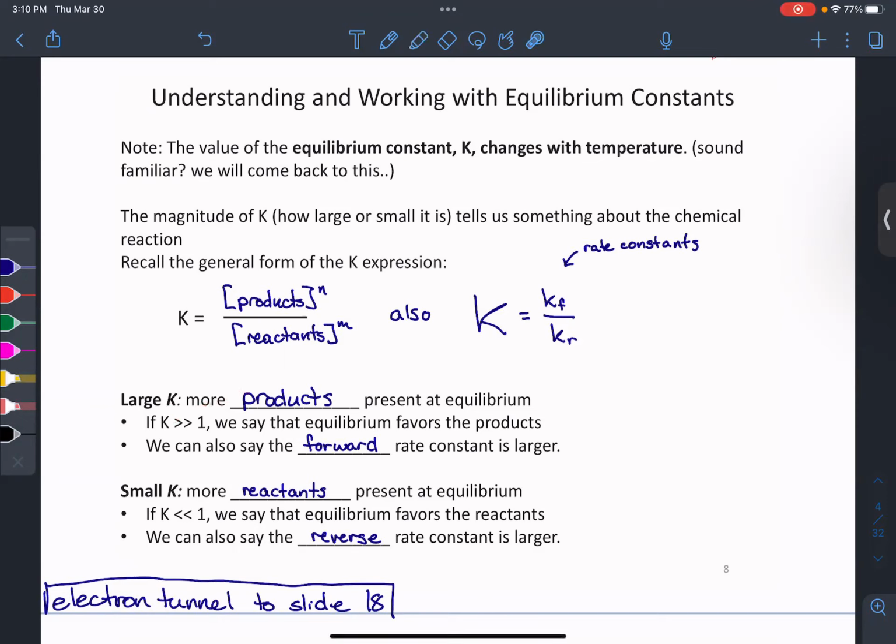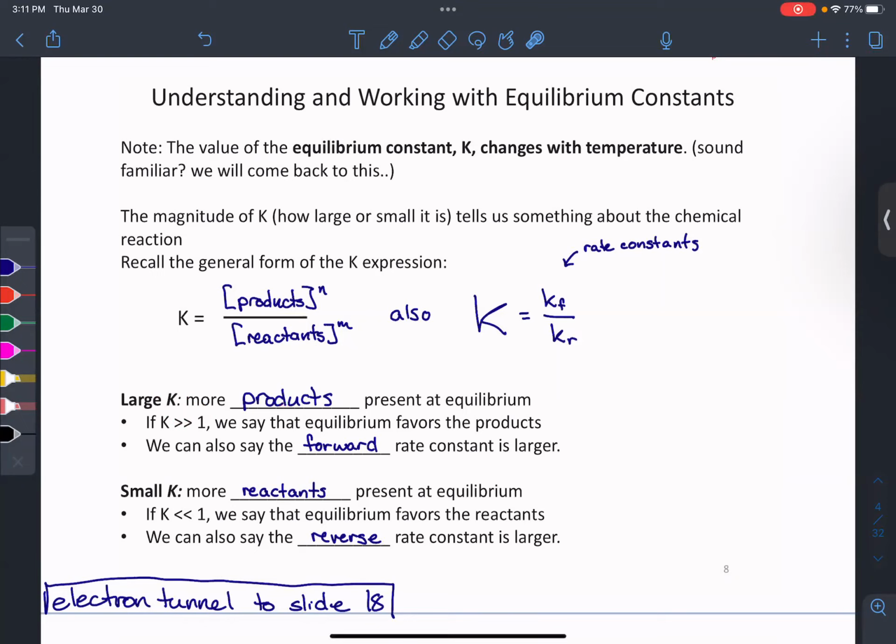If the general form of K is products over reactants and K is large, what do we have a lot of at equilibrium? Products, yeah, because K is a big number and products are in the numerator. Versus if K is a really small number, what do we have a lot of at equilibrium? Reactants, because a big number for reactants in the denominator makes K a small number. So we can relate K to the distribution of products or reactants at equilibrium. If K is big, lots of products.